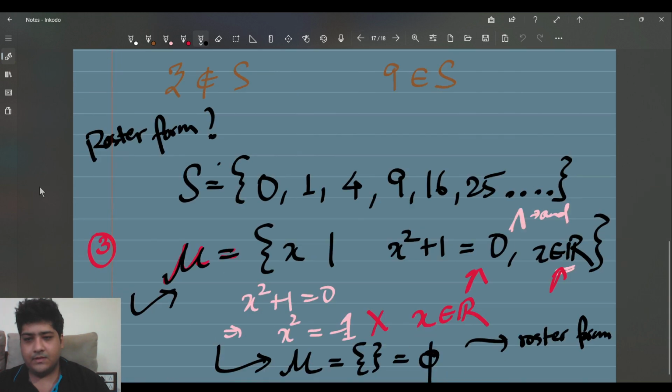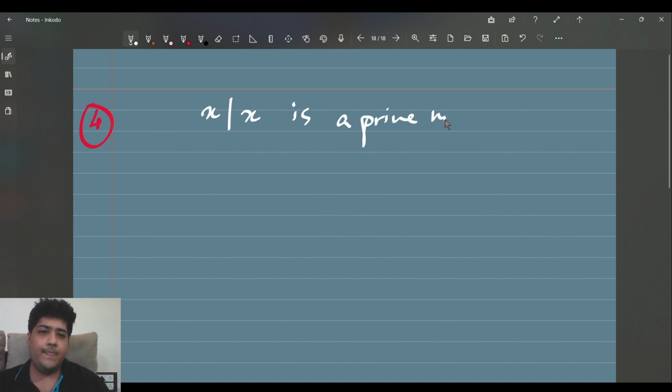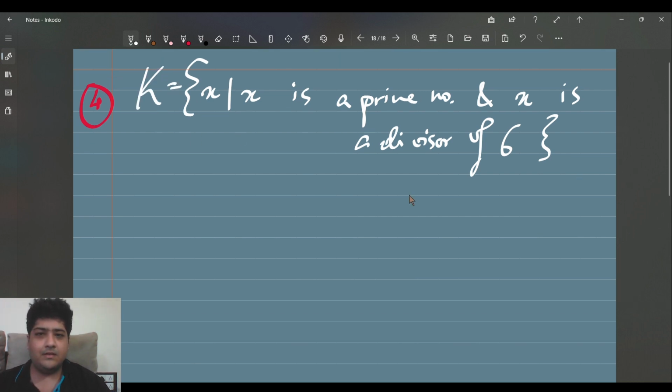Which example was I in? So this was a third example. I'll give you a fourth example now. Fourth example is x such that x is a prime number and x is a divisor of 6. So this is a set. I'll call this set K. K does not mean anything here. So what does this set look like?